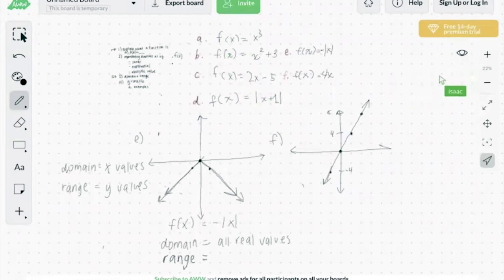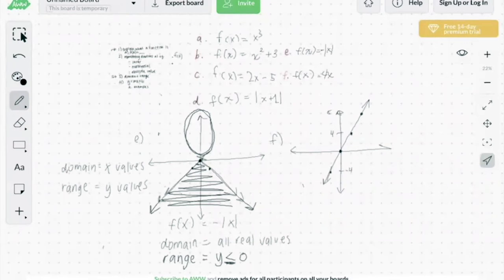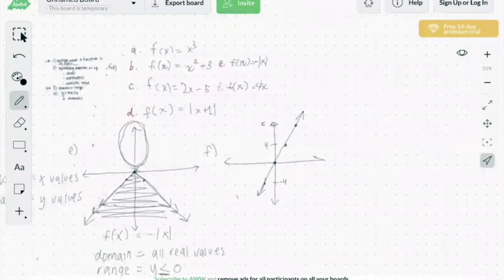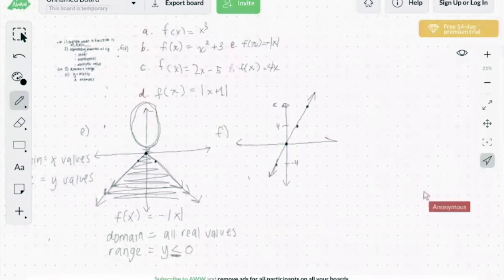we can see that there are going to be y values from 0 to negative infinity, because these will forever go down. However, we don't see any values in the positive y coordinates. So we would say less than or equal to 0. And let's do, so for f, we use the same process.